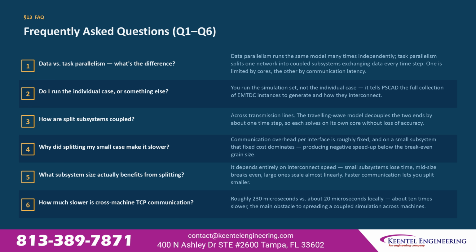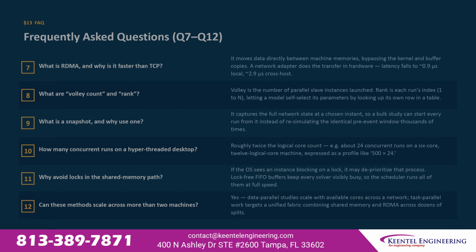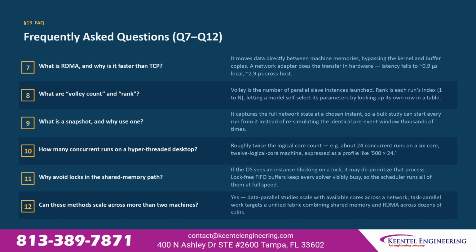How much slower is cross-machine TCP/IP? Roughly 230 microseconds versus 20 microseconds locally. About 10 times slower. That gap is the main obstacle to spreading tightly coupled simulation across machines. What is RDMA and why is it faster? RDMA moves data directly between machine memories, bypassing the OS kernel and buffer copies. A dedicated network adapter handles the transfer in hardware. Local latency falls to roughly 0.9 microseconds, cross-host to roughly 2.9 microseconds.